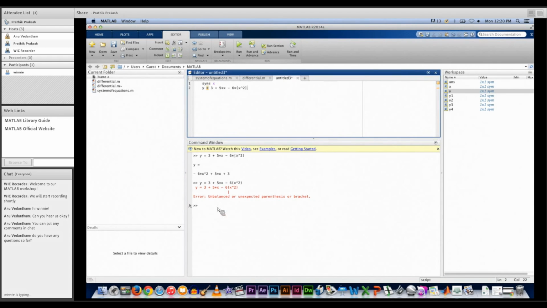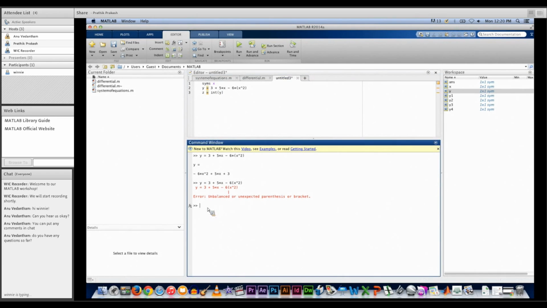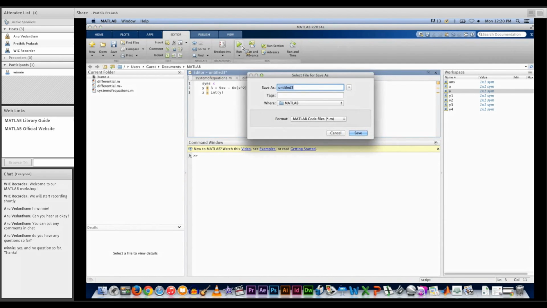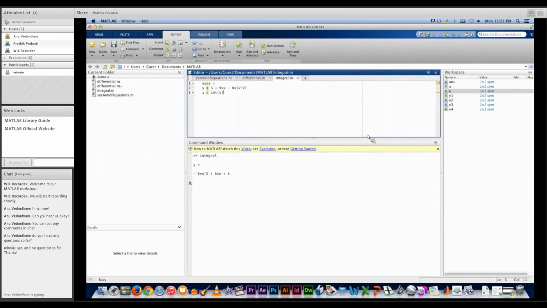So right now that is my y. Let's just say z will have the integral value of that. If we type in int of y, that will compute the integral. Since I have not put semicolons after the equations, that will be printed on the command window. I forgot to save this, so let's just save it as integral. So what happens is that y is given this value, and then z computes the integration of y and then puts it this way.